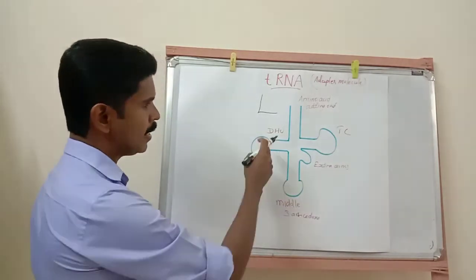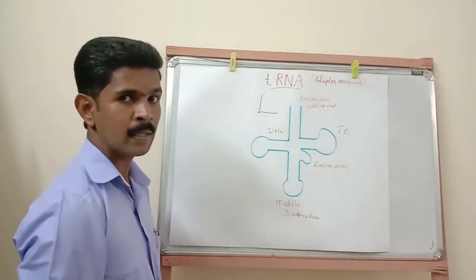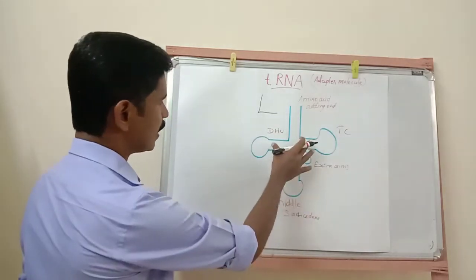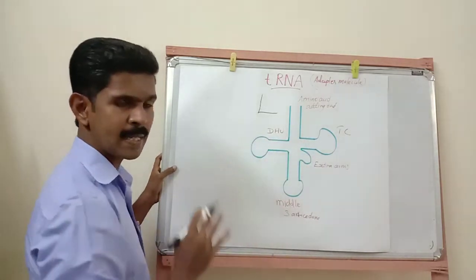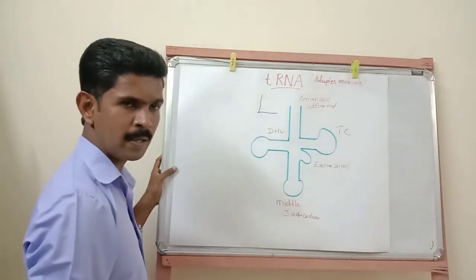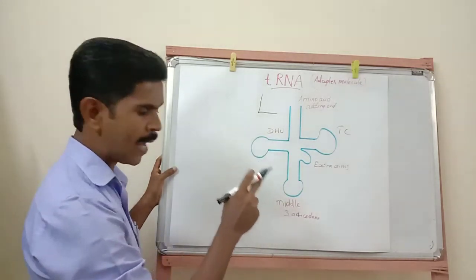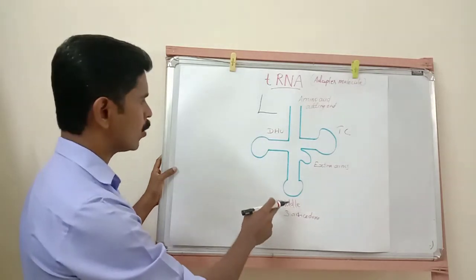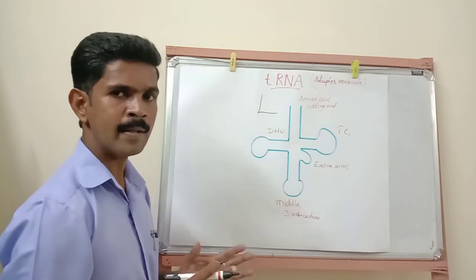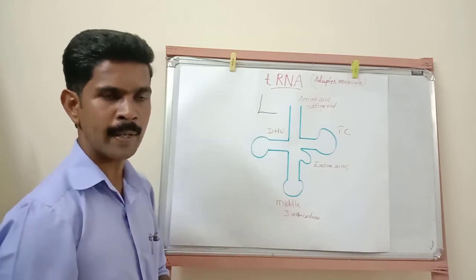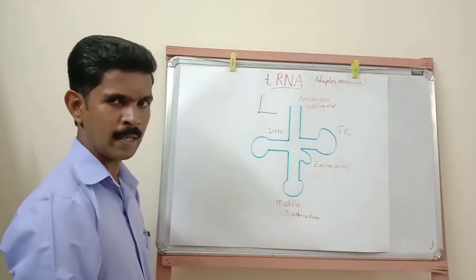Understand? Then at the end of the arms, loop-like structures are there. There are 3 loops present in these arms. The first loop is called the amino acid binding loop, the second loop is called the anticodon loop, and the third one is the ribosomal binding loop. So these are the 3 loops present in the arms of the tRNA.